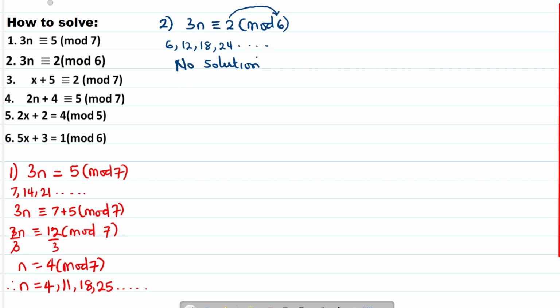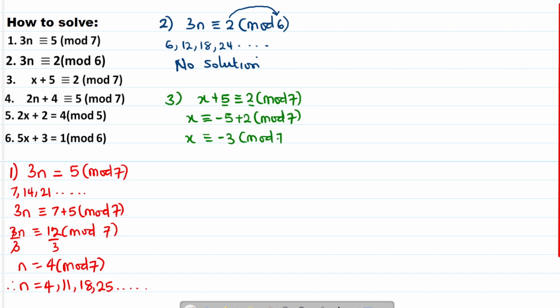Number 3, x plus 5 is congruent to 2 in mod 7. Now to solve this, we collect like terms. 5 and 2 here are like terms, so take plus 5 over to the other side. We have minus 5 plus 2 mod 7. Now minus 5 plus 2 will give us minus 3 mod 7. Again, look for a multiple of 7, because we can't leave our answer as a negative.